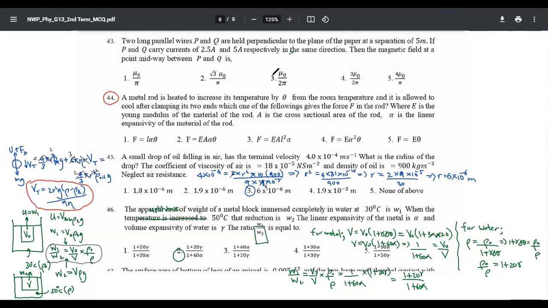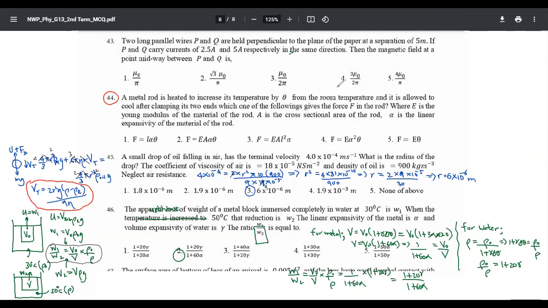Question number 44. A metal rod is heated to increase its temperature by theta from the room temperature and it is allowed to cool after clamping its two ends. Which one of the following gives force F in the rod, where E is the Young modulus of the material of the rod, A is the cross-sectional area of the rod, alpha is the linear expansion of the rod?